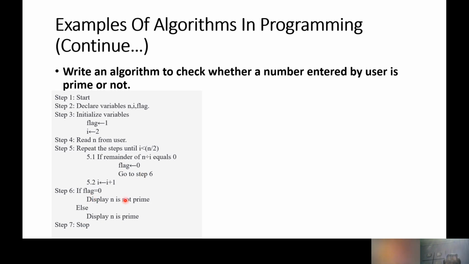If flag is 0, display n is not a prime number. So if the number is a prime number, flag will never be set to 0. The default value of flag is 1, so display n is a prime number. Okay. Right? So try to make the flowchart for this.